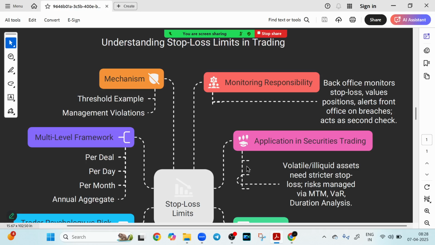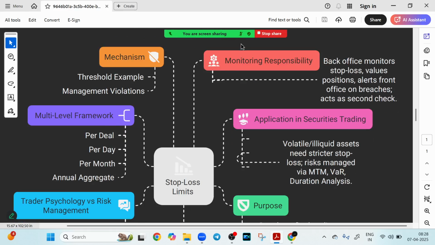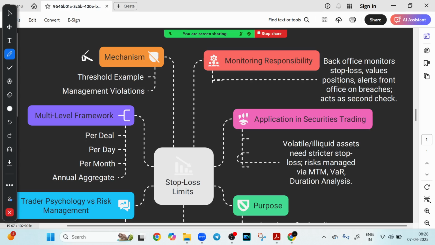So friends, let's dive into one of the most crucial risk control tools in trading, called stop loss limit. You can think of it like a safety net. It protects you when the market turns against you. What is the mechanism? Stop loss is a kind of preset limit.